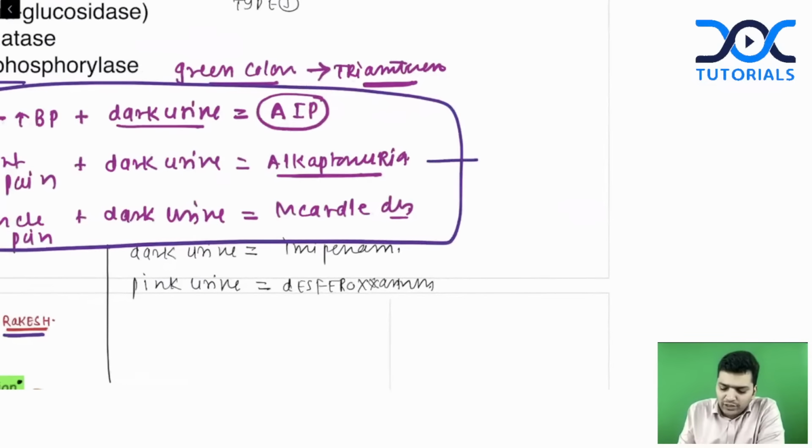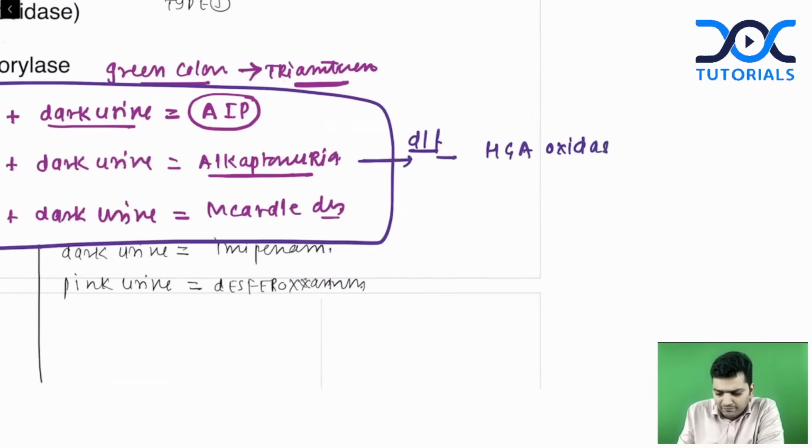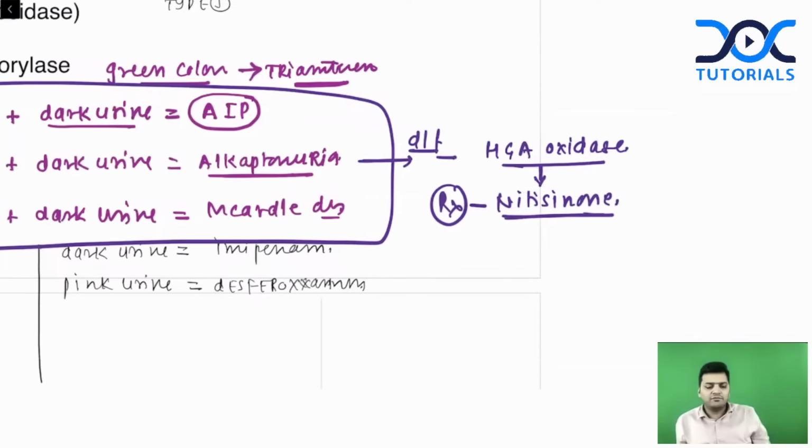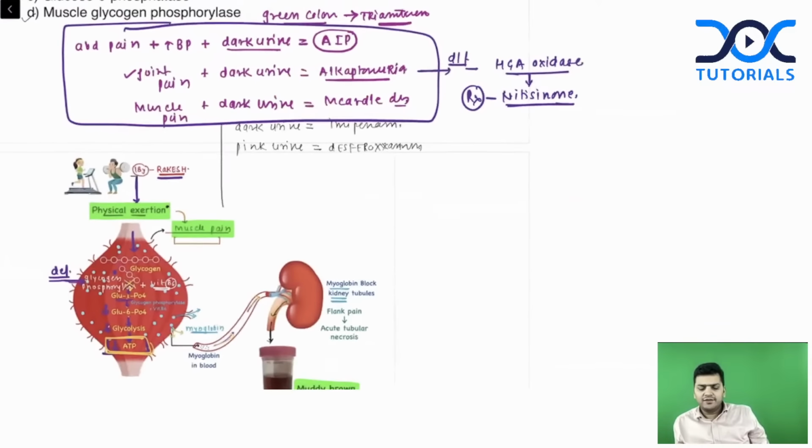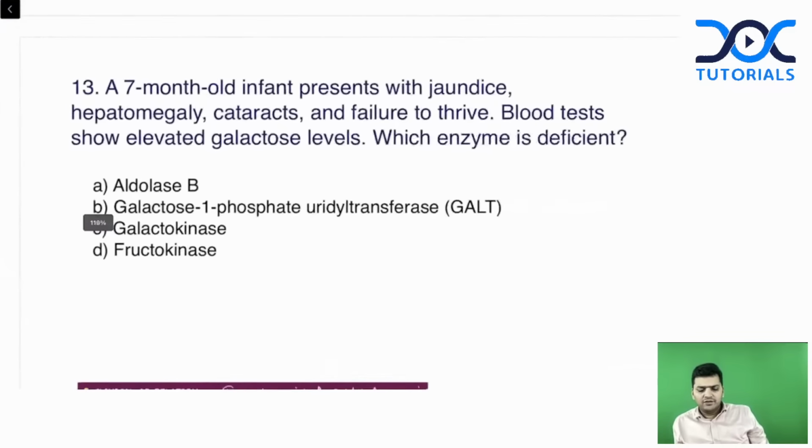Alkaptonuria. Alkaptonuria is due to deficiency of which enzyme? It is due to deficiency of HGA oxidase, homogentisic acid oxidase. And what is the treatment of alkaptonuria? The treatment of alkaptonuria is nitisinone, NTBC. Yes. Okay. The next one.